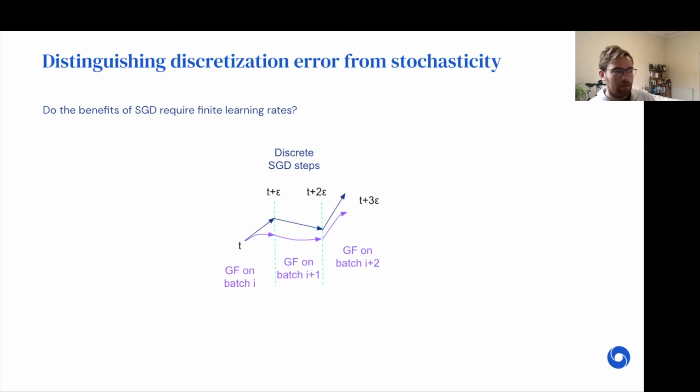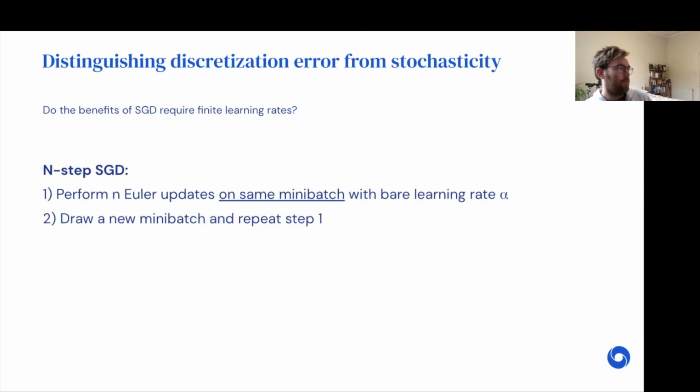But you could imagine a second procedure where we instead sample a mini batch at time t, and then we follow gradient flow on that mini batch for a finite amount of time, epsilon. And then after epsilon time, we draw a new mini batch, and follow gradient flow on that mini batch, and so on. So in this purple process, we're preserving this stochasticity, but we're eliminating all of the discretization error. And so you could ask, does this purple process still preserve the benefits of SGD or not?